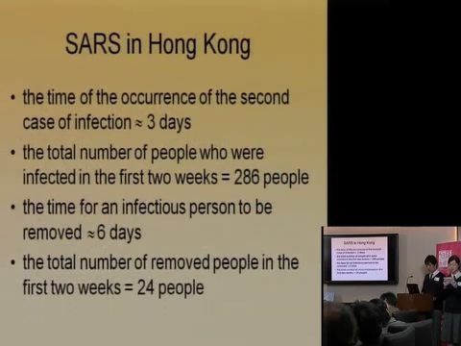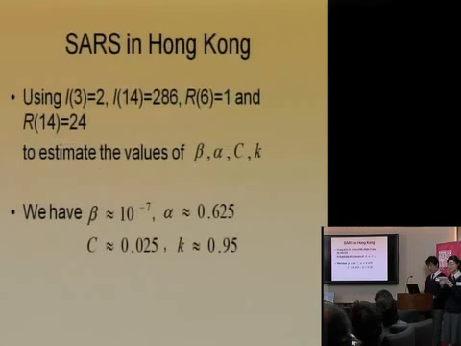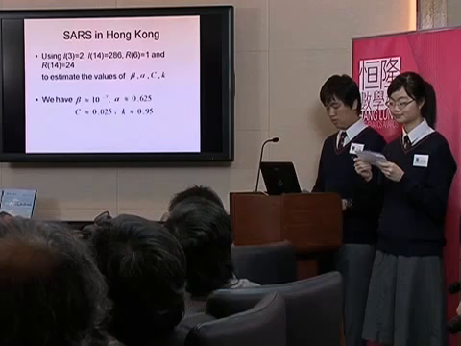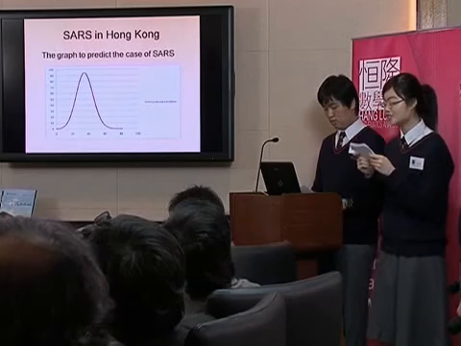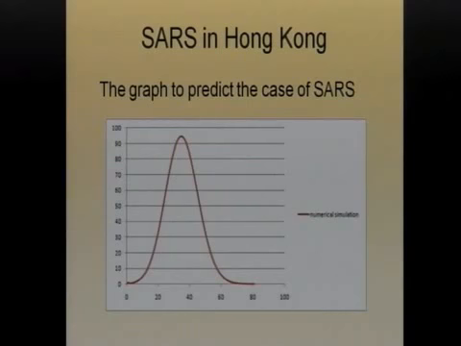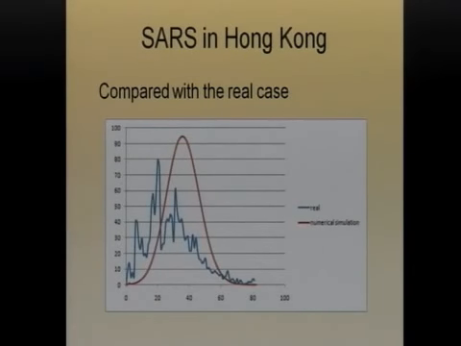After the submission of our project, we continue to study our models, and we fit our models into the case of SARS. And these are the data we use for estimation. The estimated values of beta, alpha, C, and K are shown, and they are used to predict the case of SARS afterwards. Here's the graph we generate. Compared with the real case, there are some errors as the figures are affected by the sample size, the swift response of the government, and delay in reporting cases.